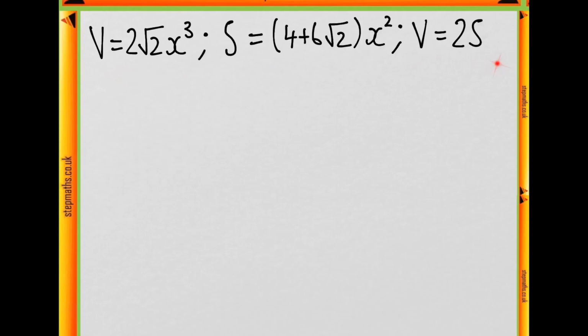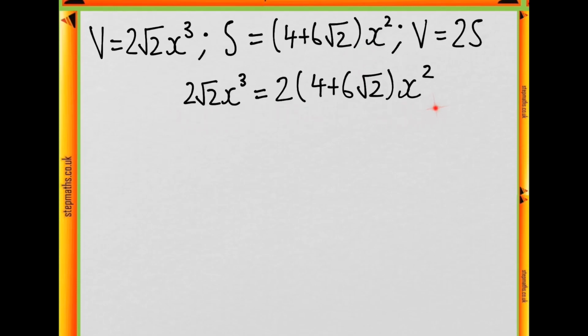So this is all the information we've got now, and we need to find x. So let's try and combine this. So we know V, we know S, so why not sub these in, equate them, and see what happens. So we get this. Now, where would you like to go from here?